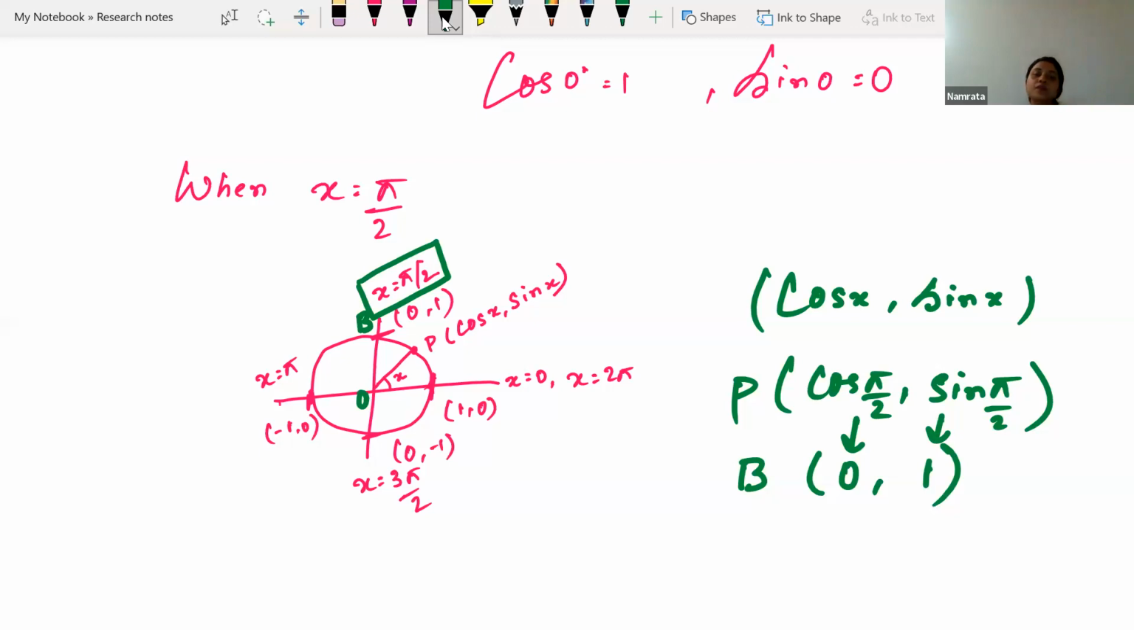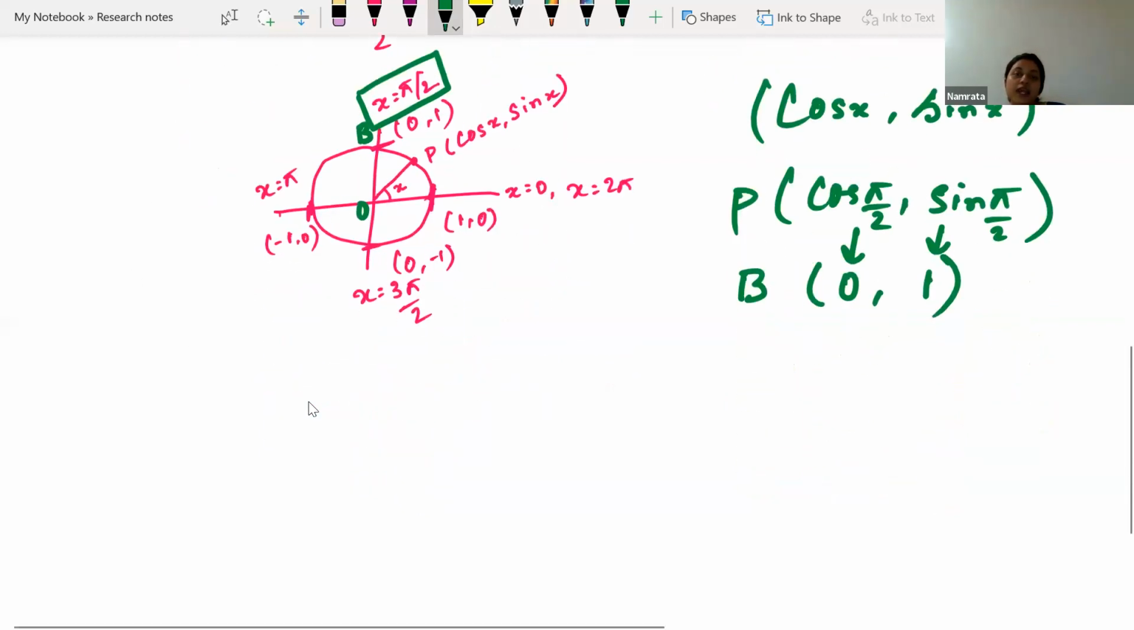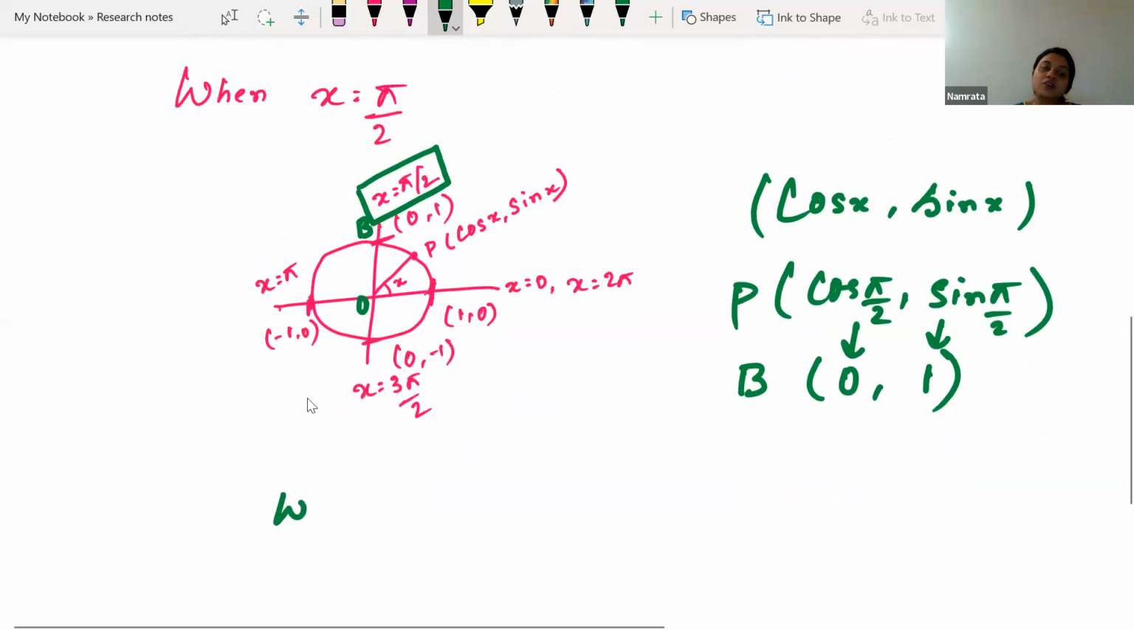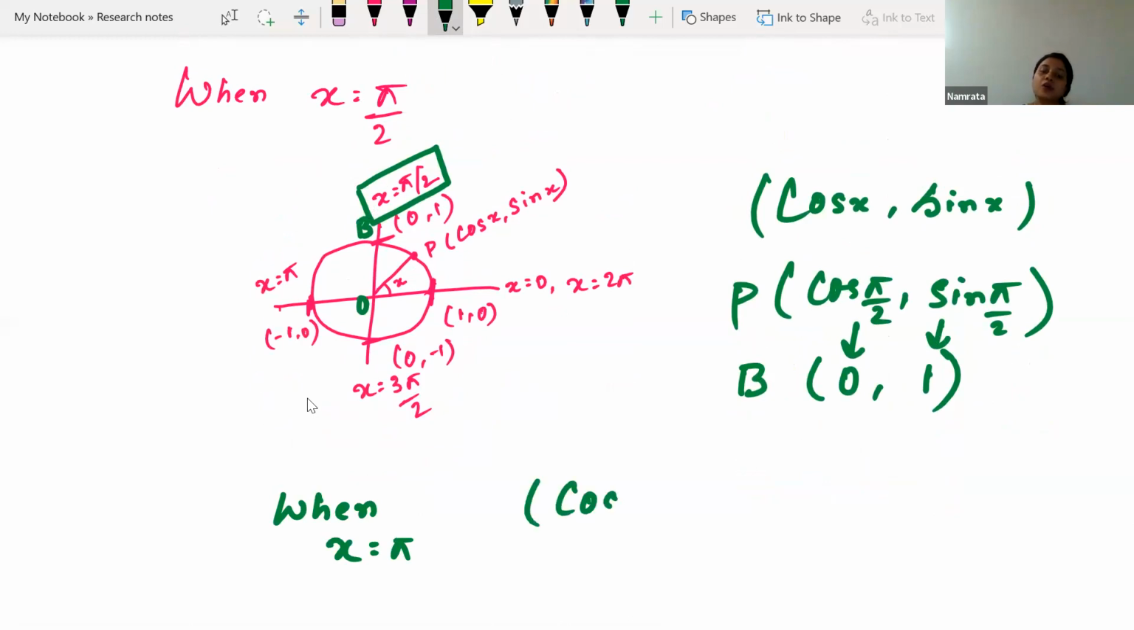Similarly, you can check for pi. When x is equal to pi, your coordinate will become cos pi, sin pi. And it will go and touch point C. And point C coordinate is (-1, 0). So from there, we can say cos pi value is minus 1 and sin pi is 0.